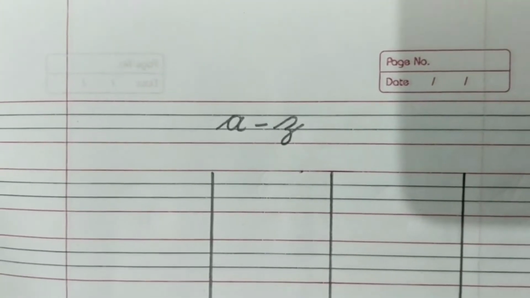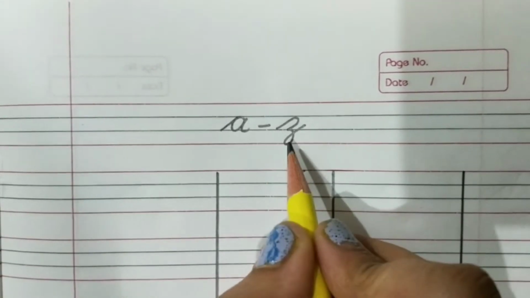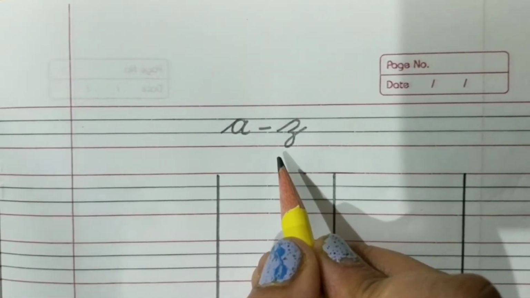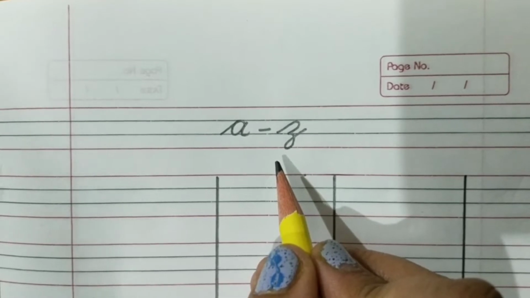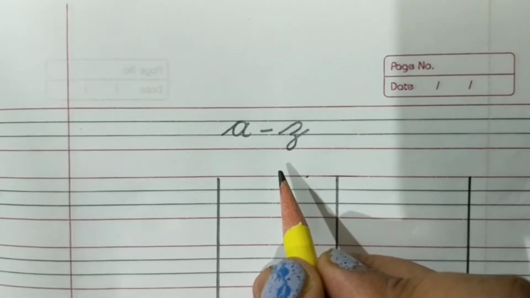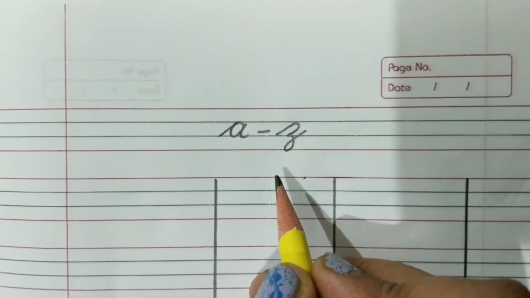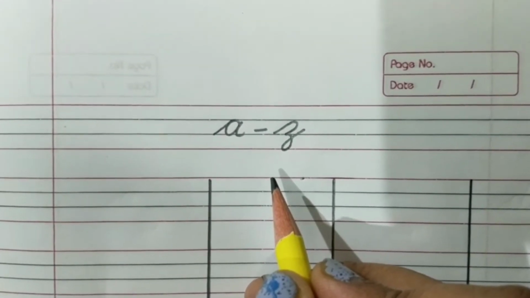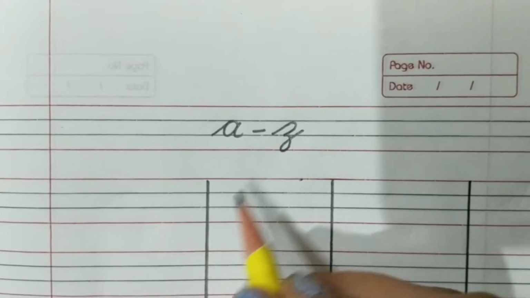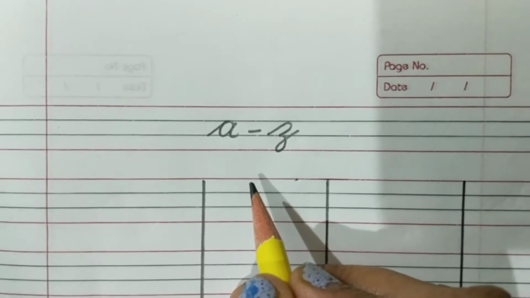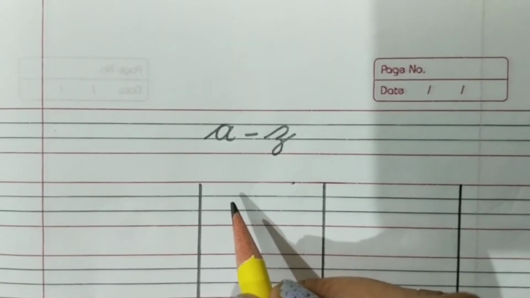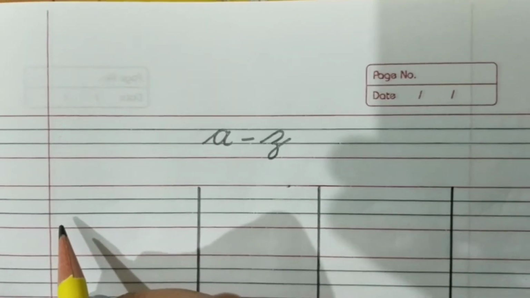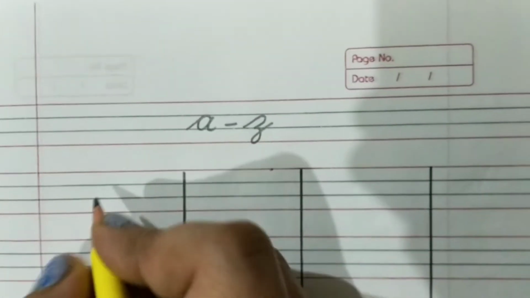Today we are going to do cursive A to Z. In English we have 26 alphabets, each alphabet having their own sound. So let's start our video with these sounds. These sounds are called phonetic sounds. Let's start with letters. First of all, come to the letter A.